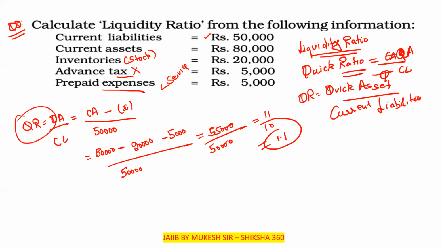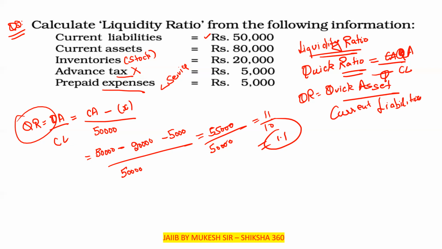Any doubt, any query regarding that? Please respond fast if you have any doubt regarding the quick ratio. Clear. So in the examination, if they are asking the liquidity ratio or the quick ratio, it is the same. And please remember that quick ratio is equal to quick assets upon current liabilities, clear? Quick assets upon current liabilities. Please remember that.